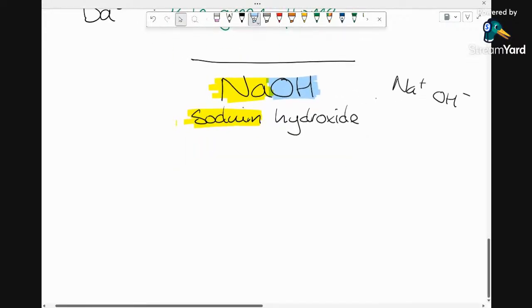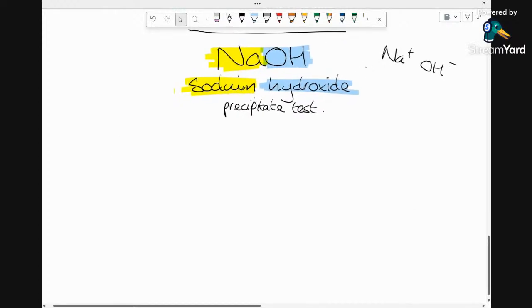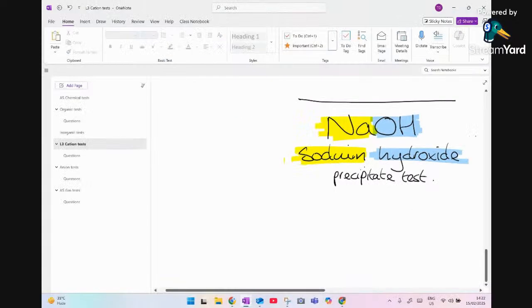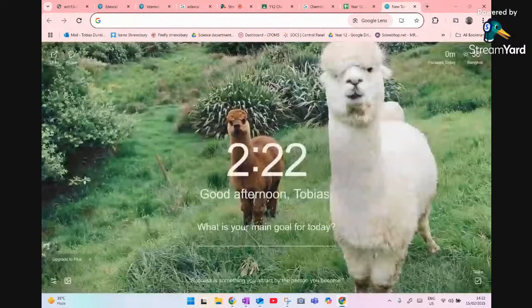So this is called a sodium hydroxide precipitate test. Now, a precipitate test is when a solid appears in a solution. This is where, if I had planned my YouTube videos and actually, rather than doing them live, if I pre-recorded them, I'd add in loads of videos of precipitates forming and animations.